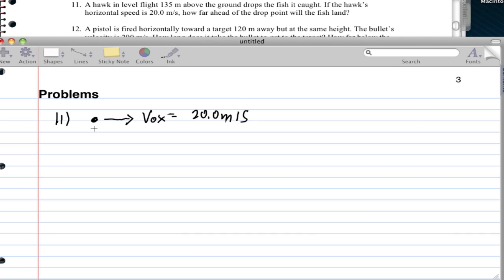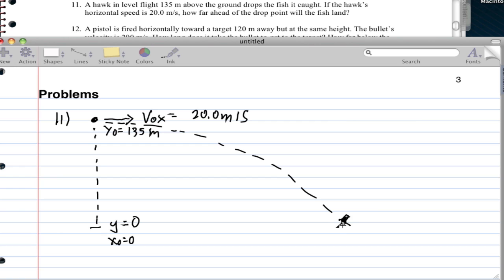Again, we have y naught equal to 135 meters, and we have y equal to 0 at the bottom. And we have x naught equal to 0. And we want to know this point out here where the fish is going to just fall and land at x. X marks the spot. Now, it says the hawk's horizontal speed is 20 meters per second. How far out of the drop point will the fish land?